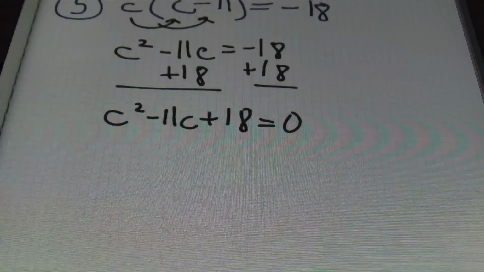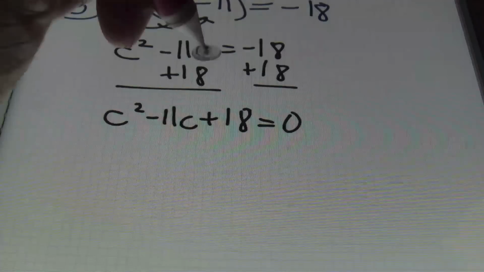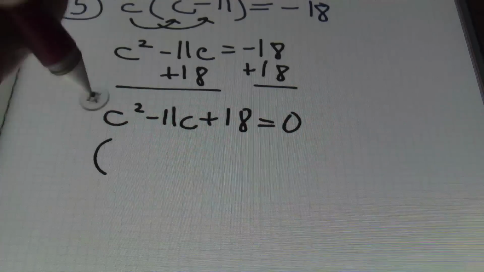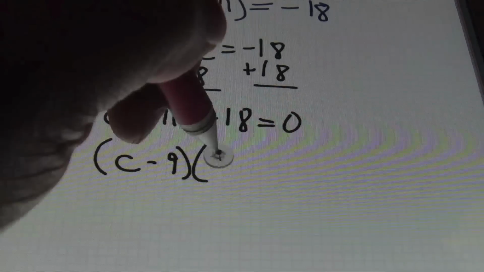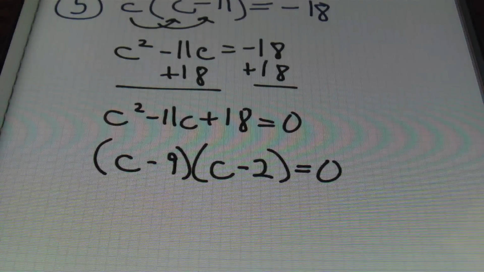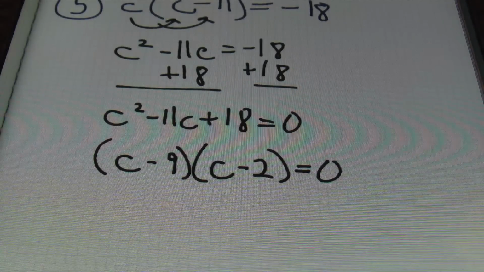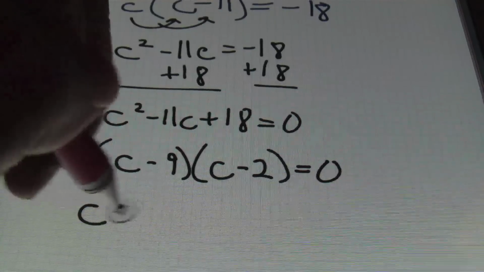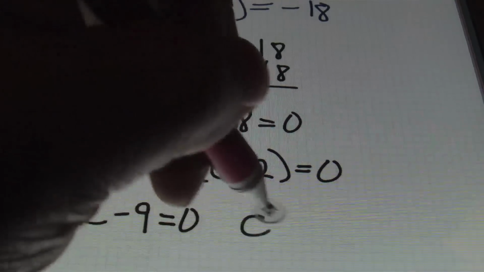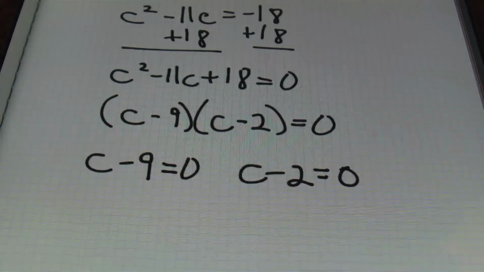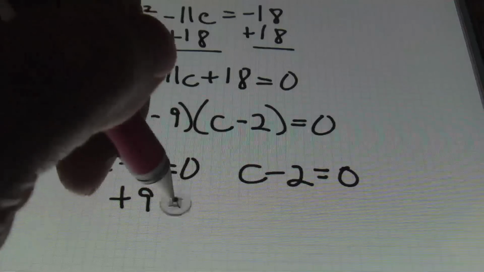You'll be looking for two numbers that multiply to give you 18 and add to give you 11. Those two values would be 9 and 2. So I'm going to have c minus 9 times c minus 2 equals 0. Once again, if you're still having difficulty factoring trinomials, check out our videos on factoring quadratic trinomials. After I have these factored, you're going to set each factor equal to 0. You'll have c minus 9 equal to 0 and c minus 2 equal to 0. Then all I have to do from there is add 9 to both sides to isolate my variable c.